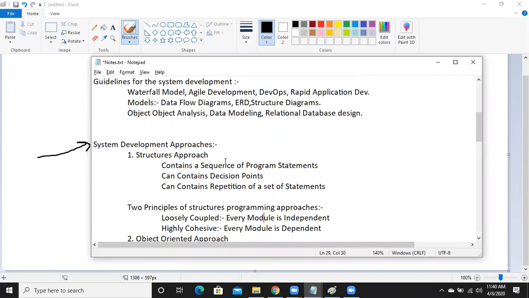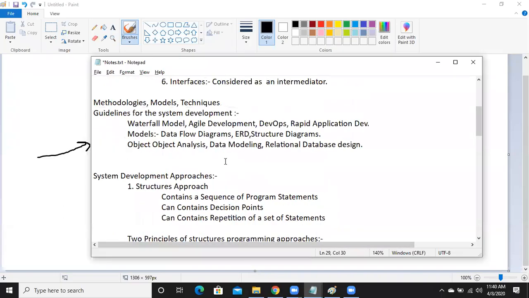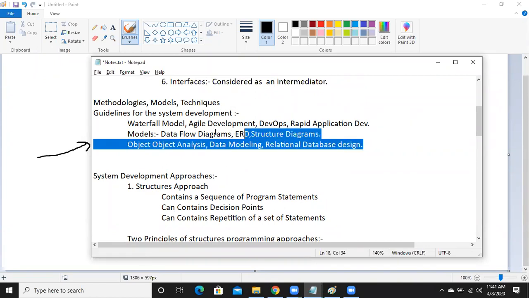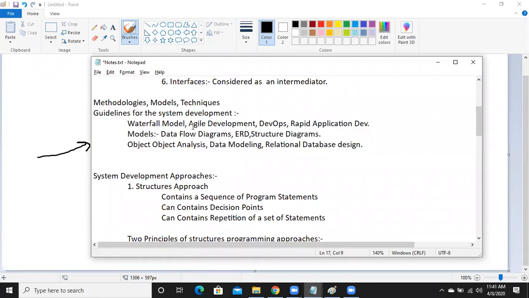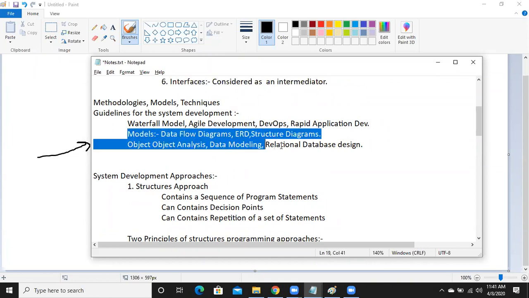Yes, guys, we were discussing the guidelines, or we can say the methodologies, models, and techniques which are necessary in order to develop a system. We will discuss all these methodologies in detail: what is the waterfall model, what is the agile development model, what is DevOps, what is rapid application development. In our next session, in great detail, and we have a dedicated unit for this.